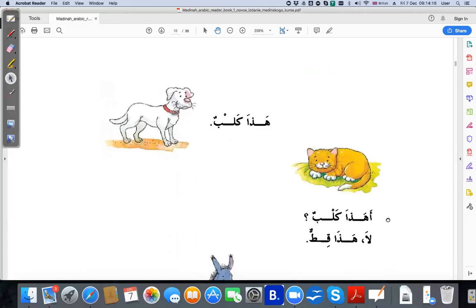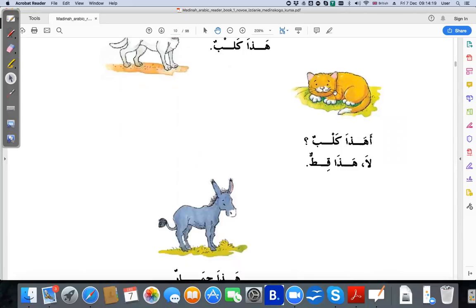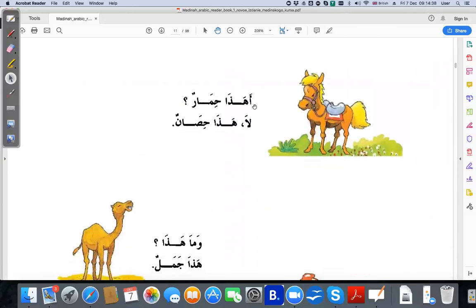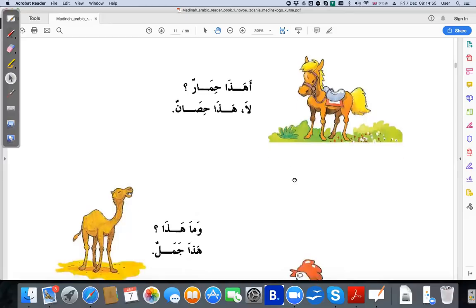هذا قط, we ask, هذا كلب, is this a dog? We say هذا قط, this is a cat. So we say no, لا هذا قط, no, this is a cat. هذا حمار, this is a donkey. We have the form of asking, is this a donkey? It is not a donkey, so we say لا هذا حصان, no, this is a horse.